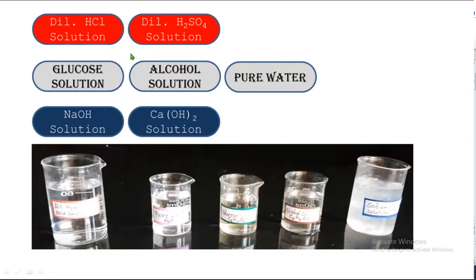First, we have to prepare dilute HCl solution. Add the acid slowly to water while stirring continuously. In the same way, prepare dilute sulfuric acid solution, H2SO4.